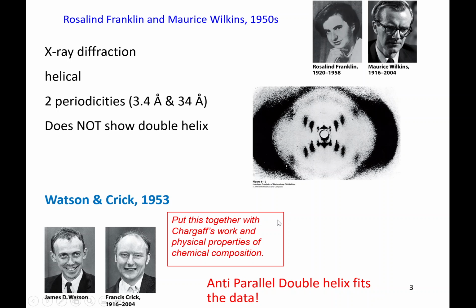How they came to this, though: Wilkins showed this data that Rosalind Franklin got to Watson and Crick without her knowledge. So in lore, it's said it was stolen. It wasn't really stolen per se, but that data was shared without her knowledge. Again, like I mentioned, Watson, Crick, and Wilkins shared the 1962 Nobel Prize for this. Franklin could not share in it, however, because she had died in 1958.